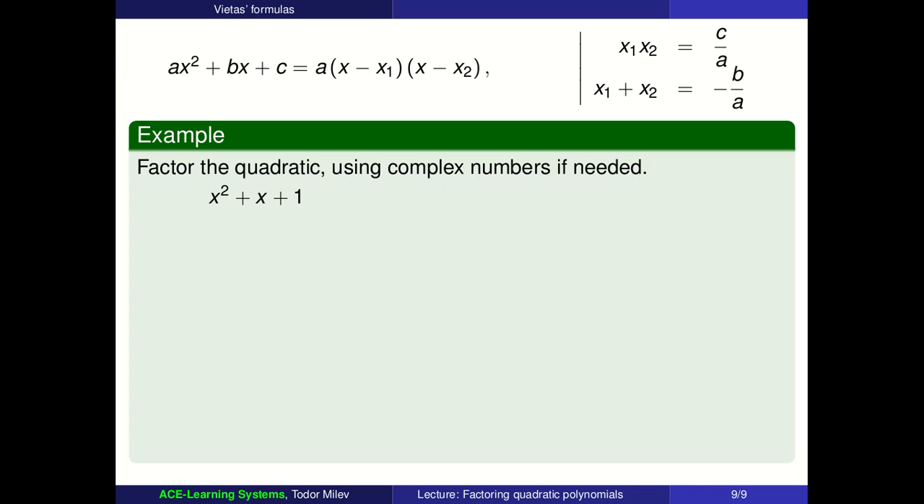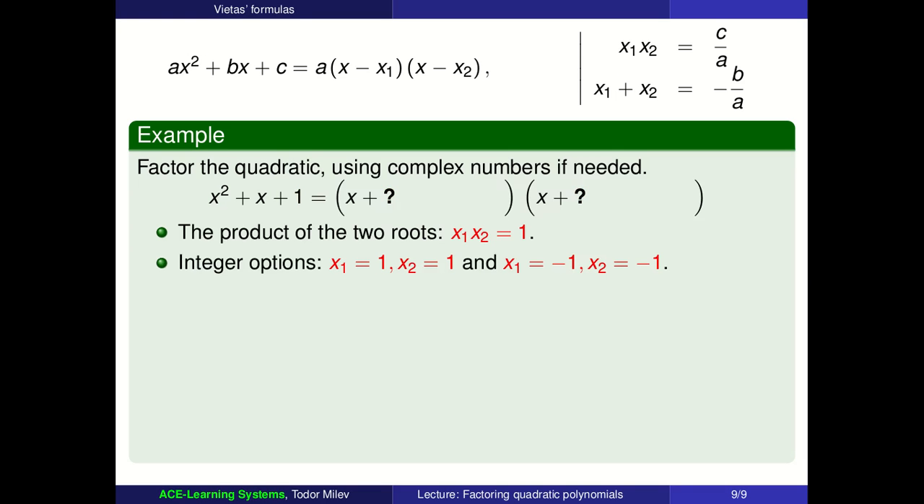We're having x squared plus x plus 1. Once again, the product of the two roots is 1. The integer options would be that both x1 and x2 be 1s, or x1 be negative 1 and then x2 is forced to be negative 1 as well. So these are the only two options of integer factorization.